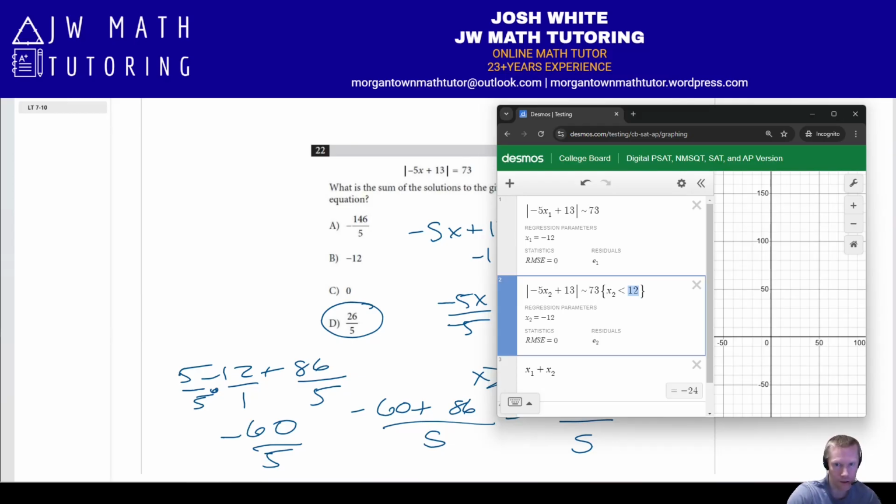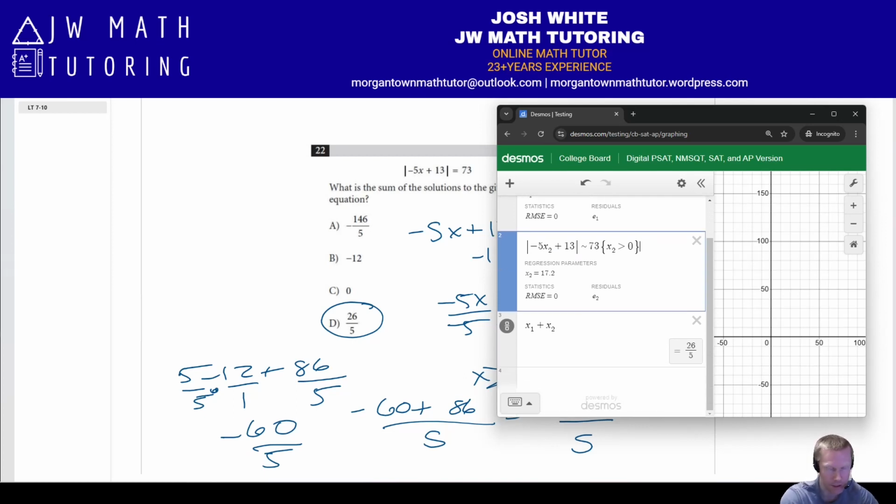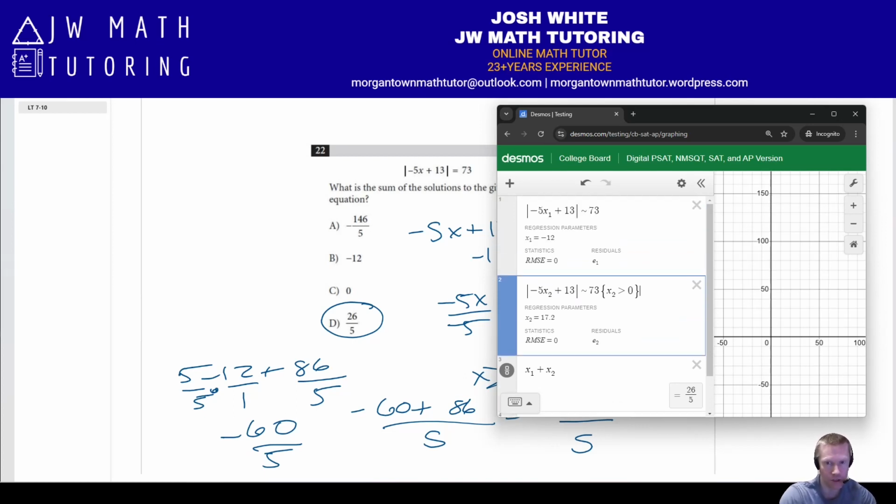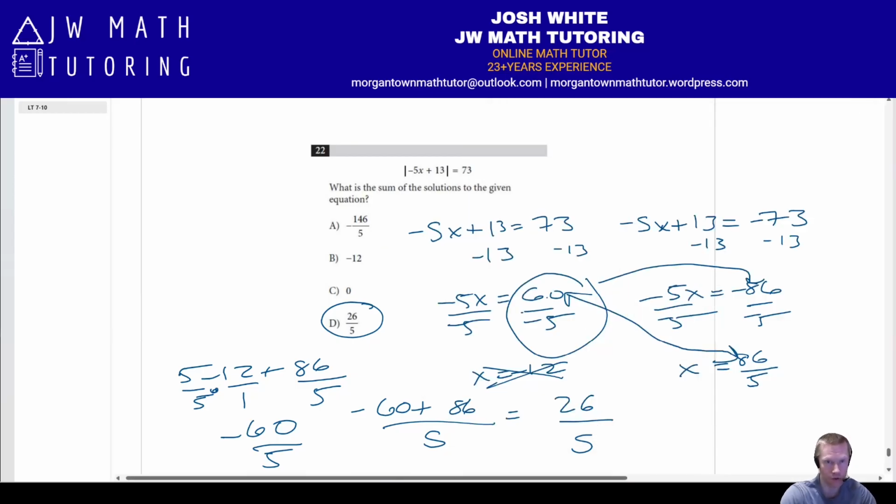So let's do this. Yeah, see now it's back. Putting this condition, now it's back. I don't know why it keeps changing the answer for the second regression when you click around. It shouldn't, but in any case, now we have our two unique answers. We add them together, we get 26/5. So that's just an alternate method you could use to solve it as well.